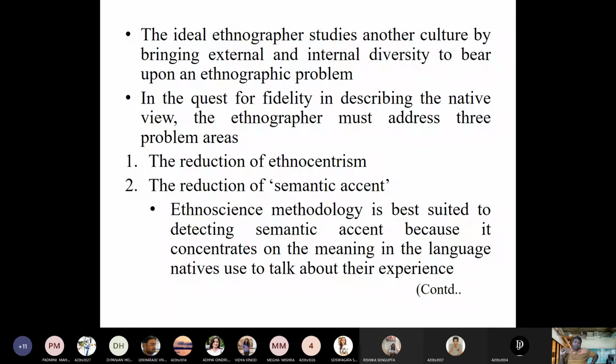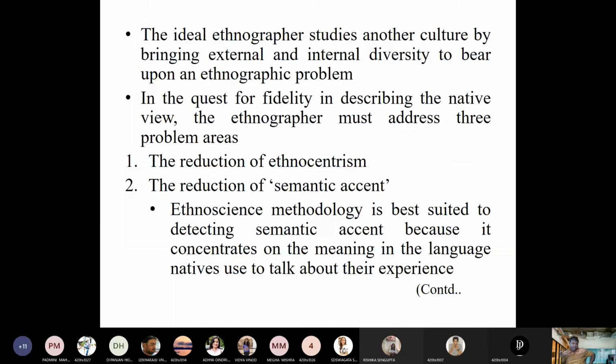In the quest for fidelity in describing the native's view, the ethnographer must address three problems here. One is reduction of ethnocentrism. What exactly happens? While I'm describing the natives' view, while I'm looking into how the natives look at things from their own perspective, or the perspective of the whole, because different people will have different kinds of perception, I am looking into this reduction of ethnocentrism.